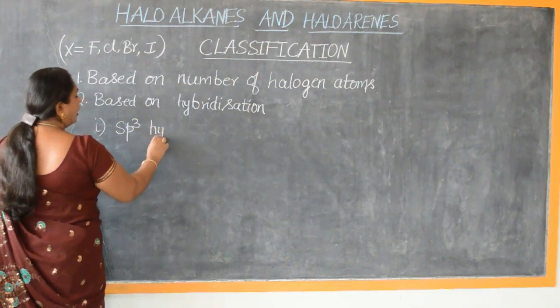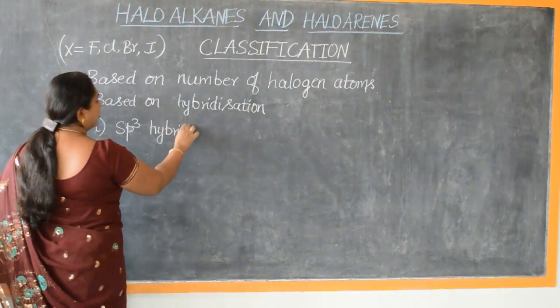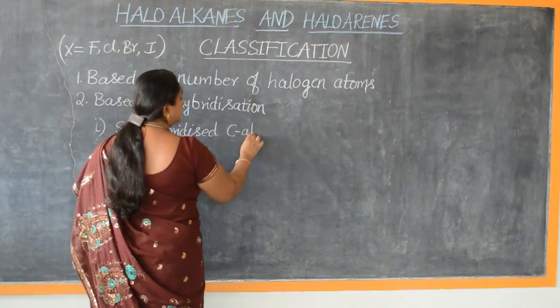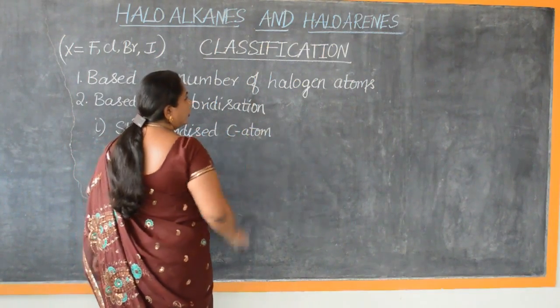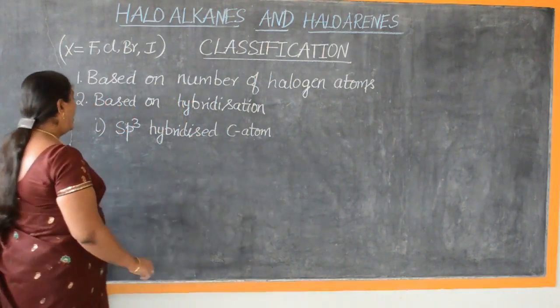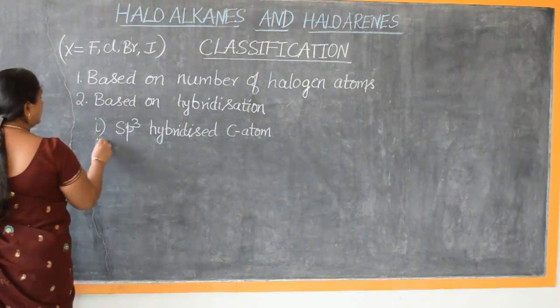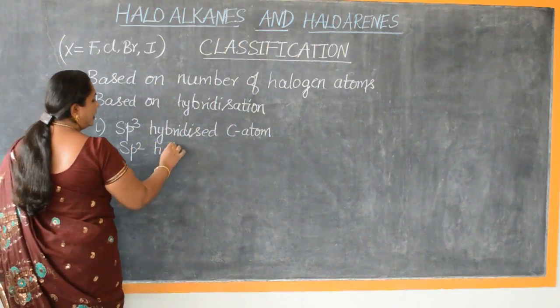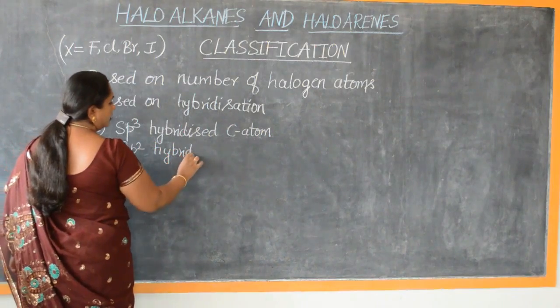sp3 hybridized carbon atom, to which the halogen under consideration is attached, and the next classification of this, sp2 hybridized carbon atom.